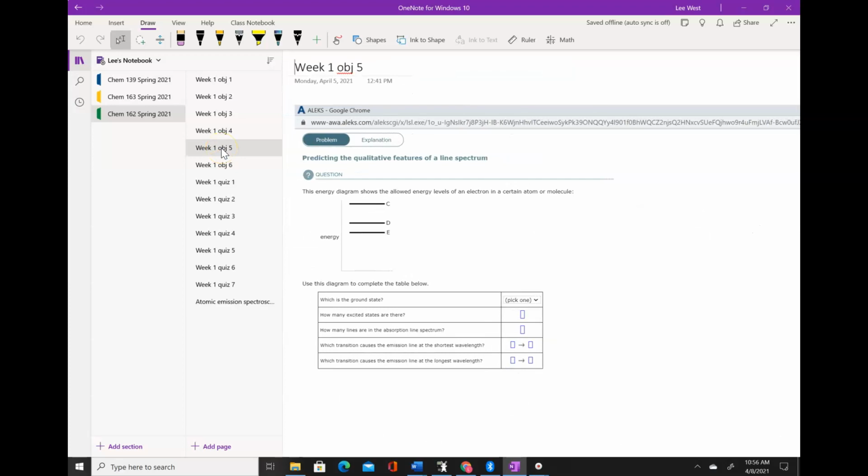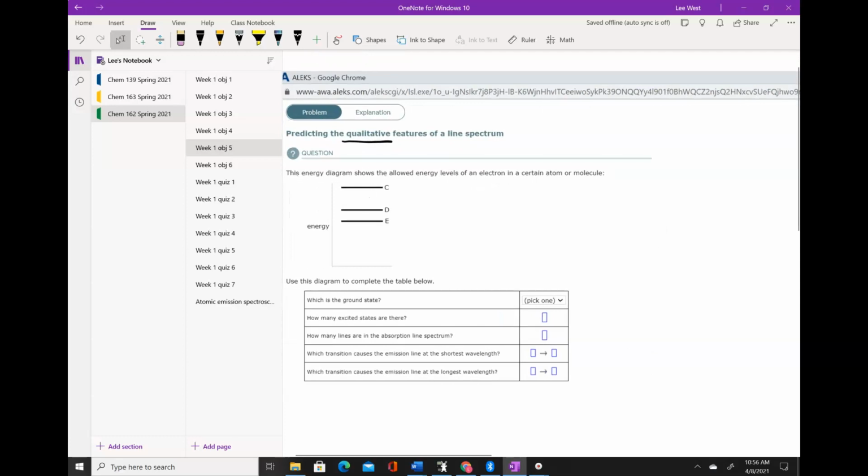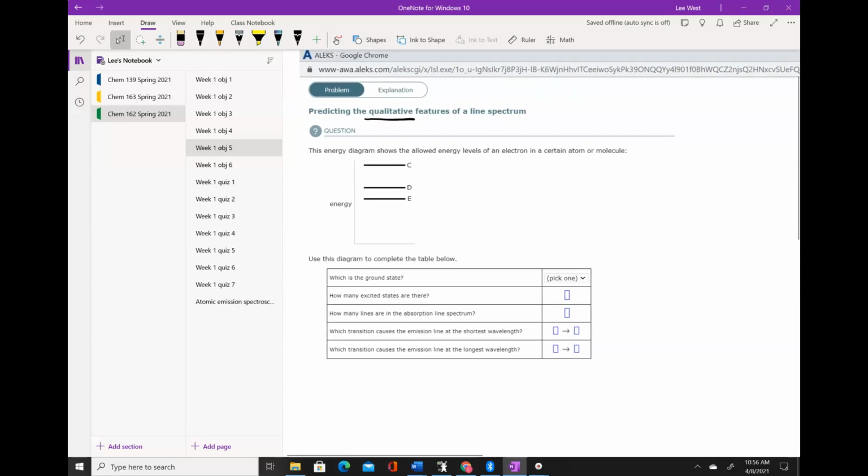Okay, so it says predicting the qualitative features. So we're not going to be doing any math here. All right. Oh, that's nice. The energy diagram shows the allowed energy levels of an electron in a certain atom or molecule. What is the ground state? Well, the ground state is the lowest one, so it's going to be E. How many excited states are there? Well, we've got D and C, so that would be 2, right? How many lines are in the absorption spectrum?